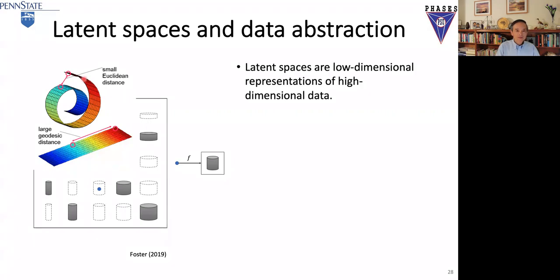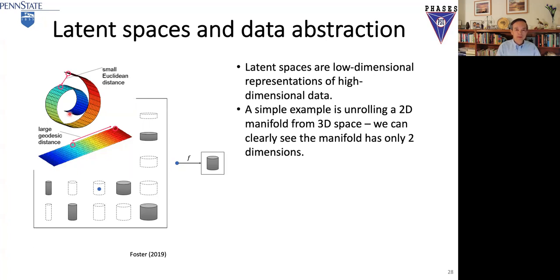However, if you flatten it, it actually becomes much simpler, much simpler than before. And think about this: in this space, these two are the nearest distance, but actually they are pretty far apart in this space. So latent spaces are a low-dimensional representation of high-dimensional data. You can see this is high dimension, this is low dimension, so this can be represented.